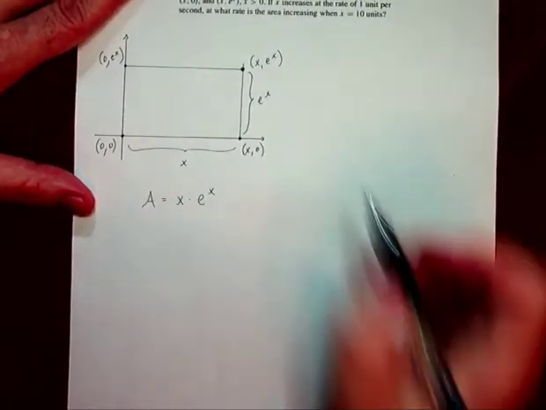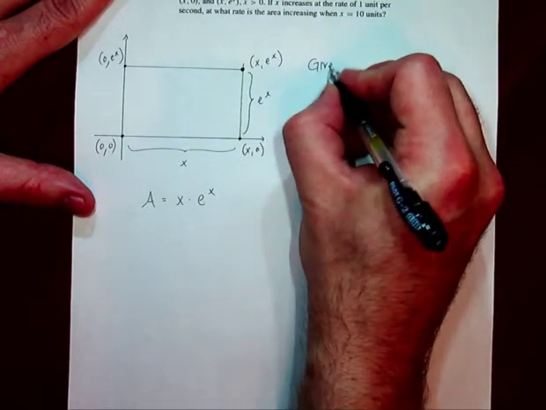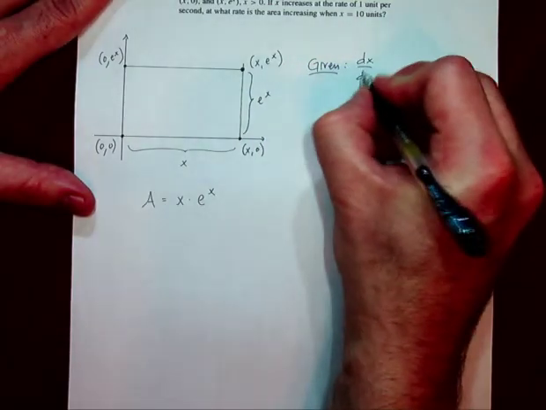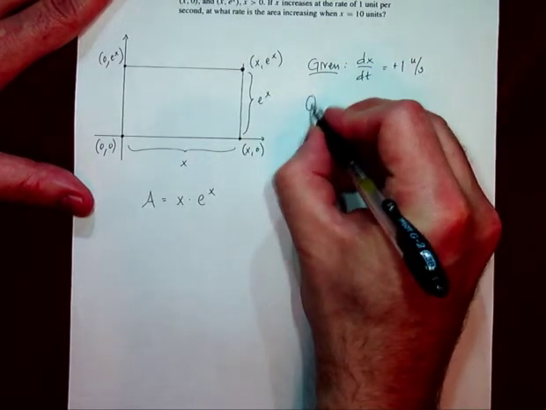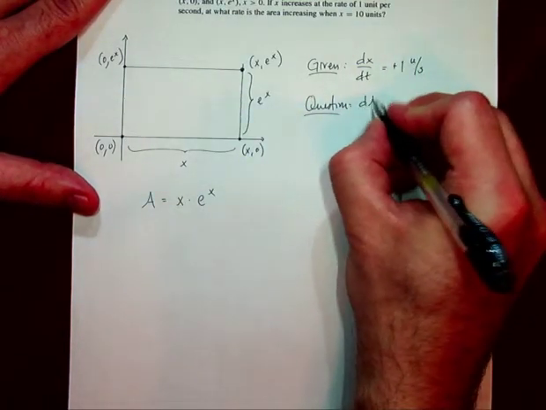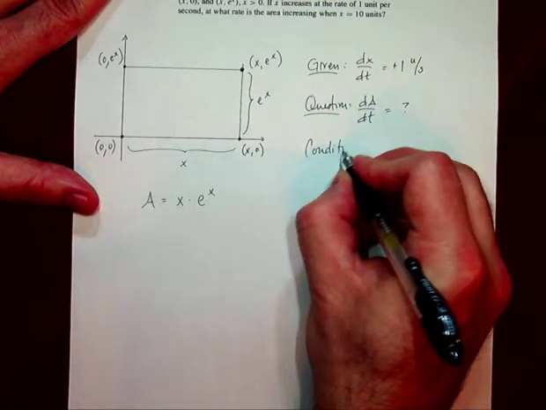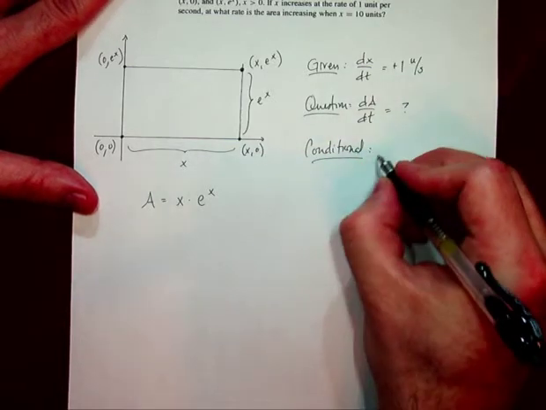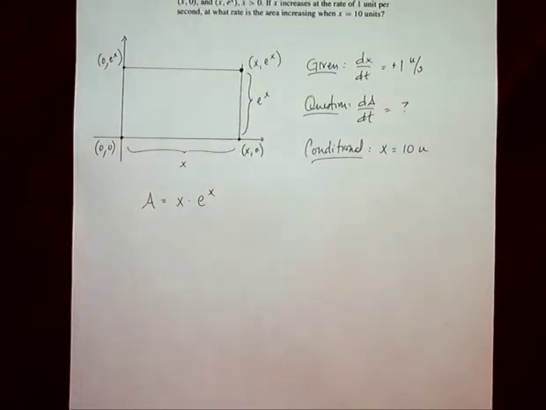Now, if x increases at a rate of 1 unit per second, so given dx/dt, it increases positive 1 unit per second. The question I'm being asked is, at what rate is the area increasing? dA/dt. And then the conditional. Now, I'm going to ask you a quick question before we start evaluating. If x is at 10 units, what is e^x at? Yeah, and that should make you think, wow, this is going to be a ridiculously large number.